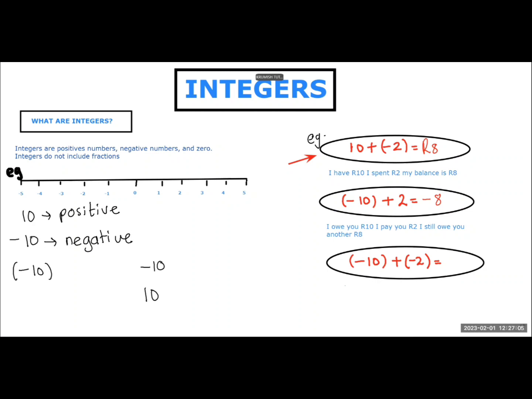Okay. In this case, in the last one, it says -10 plus -2. This can be written as I owe you 10 Rand. Then I borrowed another 2 Rand from you. Altogether, I owe you 12 Rand. And because I owe that, it's going to be negative.